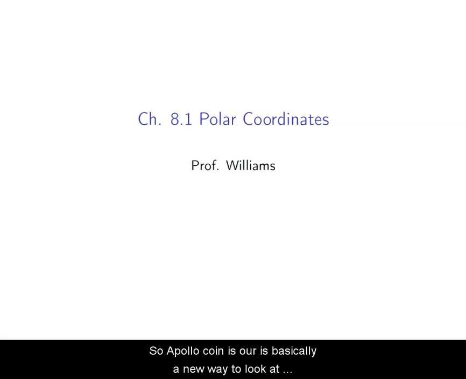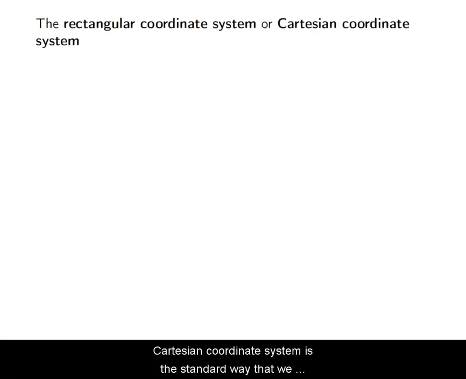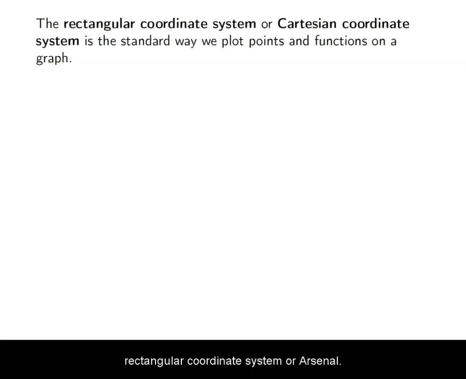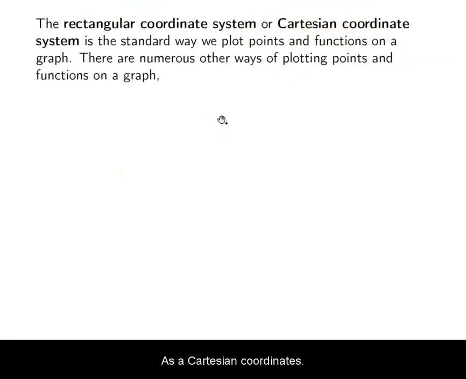So what polar coordinates are is basically a new way to look at the same points that we've been working with already in what's called our rectangular coordinate system. Okay. So the rectangular coordinate system, also known as the Cartesian coordinate system, is the standard way that we plot our points and our functions on a graph. We've been doing this the entire course so far. We move over x and we move up y, right? That's a rectangular coordinate system, or also known as the Cartesian coordinate system.